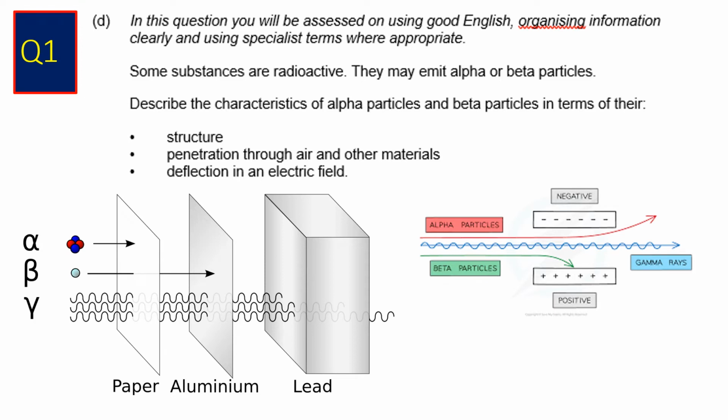We haven't particularly looked at deflection and electron fields, but having a think about the charge of those particles, what they might be, what they're made of, may help you think about what they're attracted to or repelled by, and that diagram there with the negative and positive plates will give you big clues on that one.